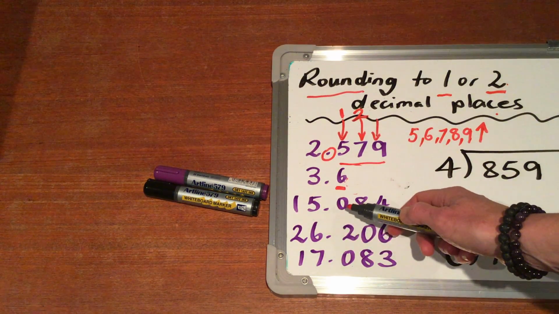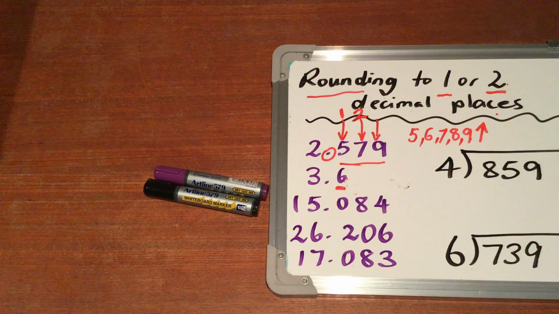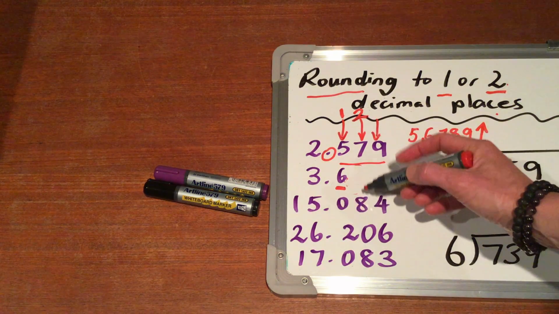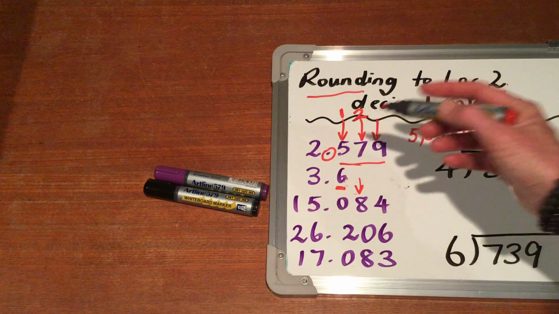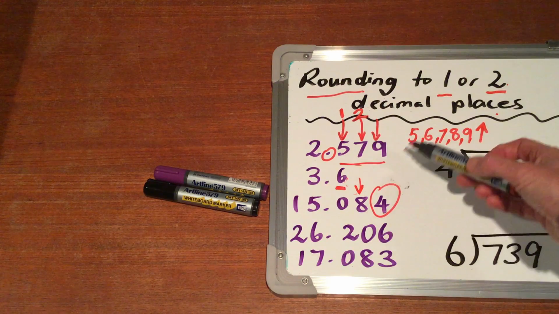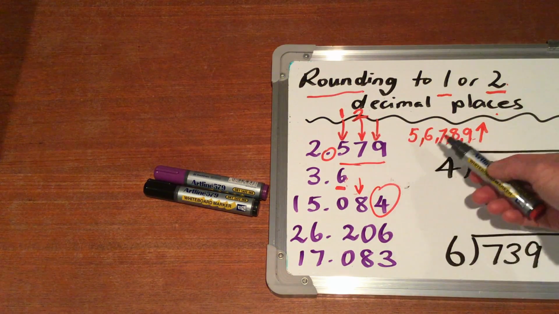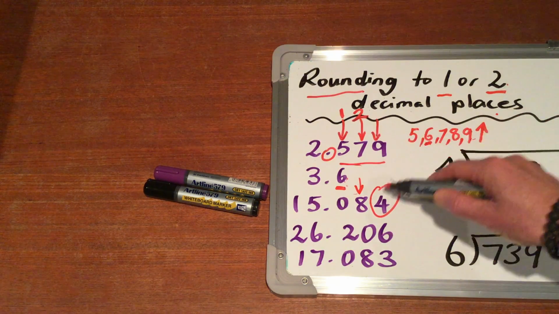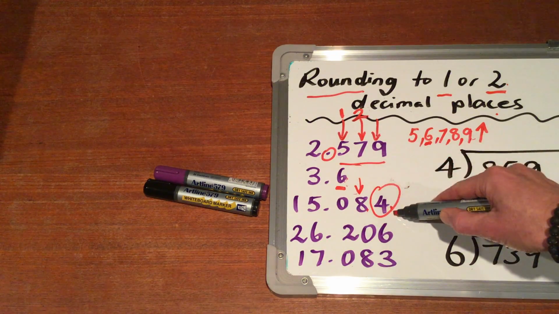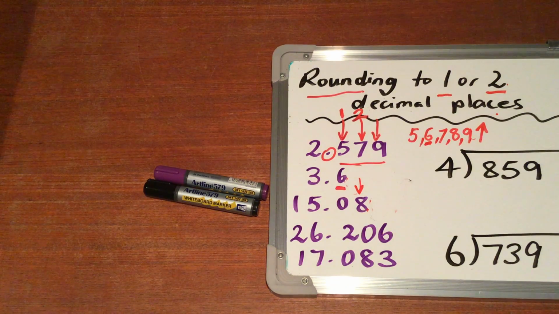Let's have a look at the next one. 15.084. I'm going to round to 2 decimal places this time. So 1, 2. This is the one that's going to be affected or not. This is the one I'm going to drop off. Is it 5, 6, 7, 8 or 9? No, it's not. If it was a 6, for example, then this would go up to 9. But because it's less than 5, we just drop that and 8 stays the same.